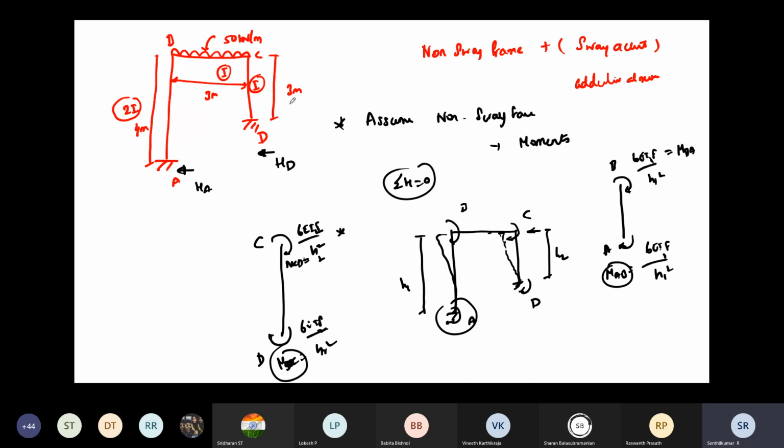First, what is your procedure? You have to assume it's a non-sway frame, and you have to calculate the moment. How will you, if it's a non-sway frame, what is your first step? You have to lock the joints, right? And you have to find the fixed end moments, and you have to find the distribution factors.